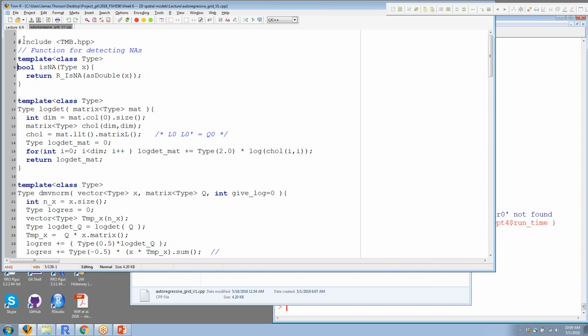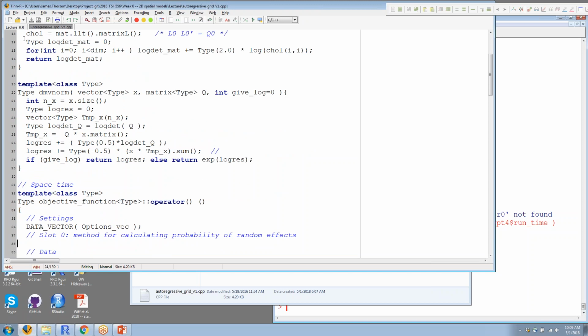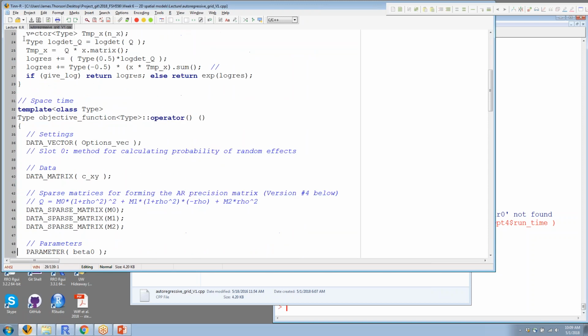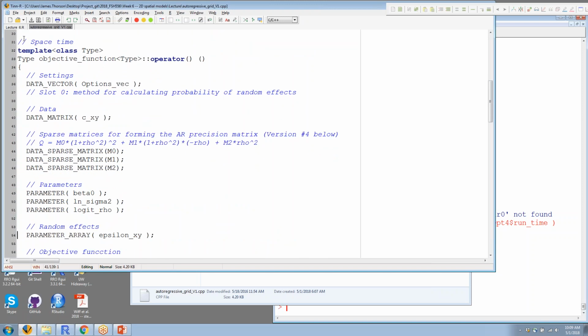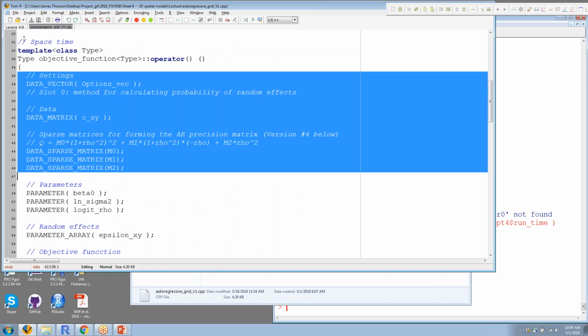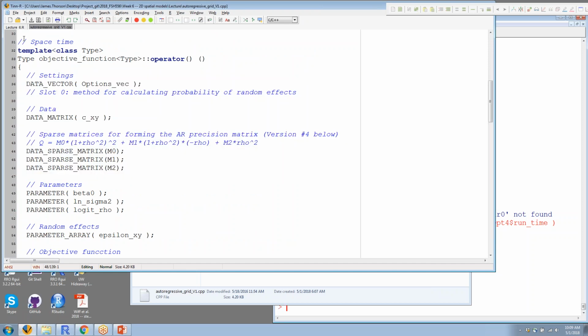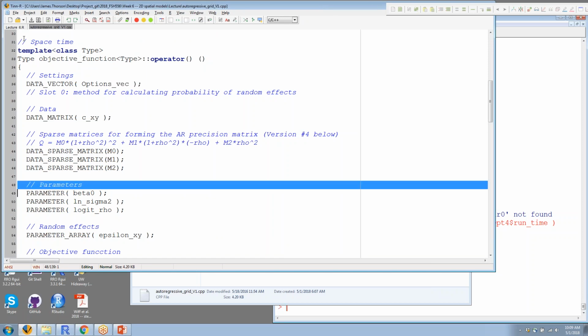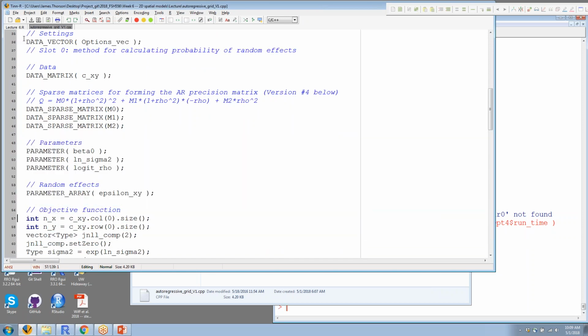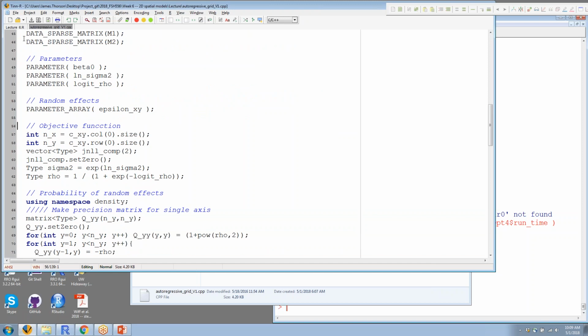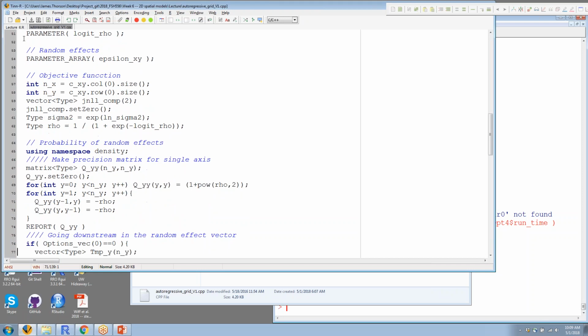And then we've got the same functions that I built for the log determinant and the DMV norm that we saw before. And then in the main block of code, we've got the options. We've got just the read in the data. Let's come back to the M0, M1, M2 in a second. But we read in the data, we define the parameters. Then we've got a block of bookkeeping that transforms parameters and calculates indices and sets up the joint negative log likelihood.